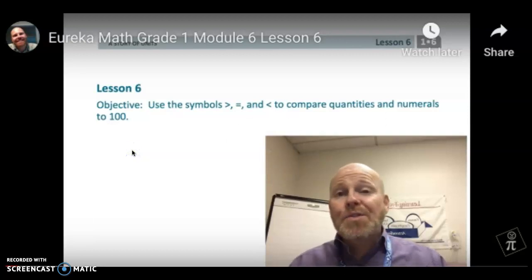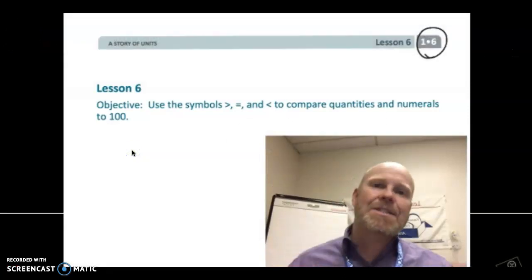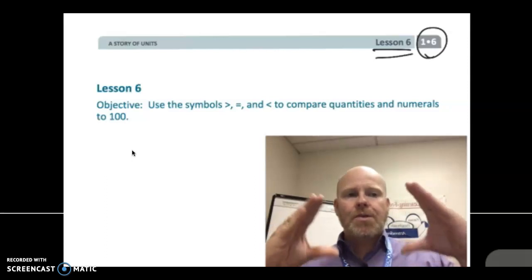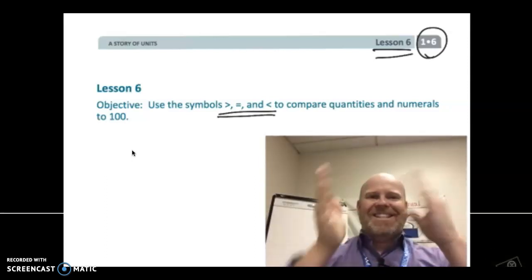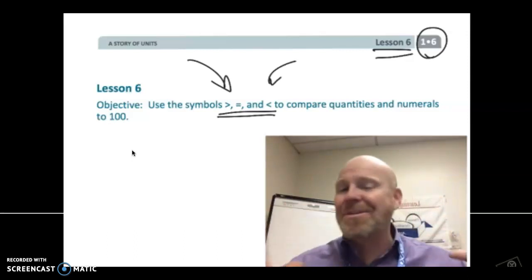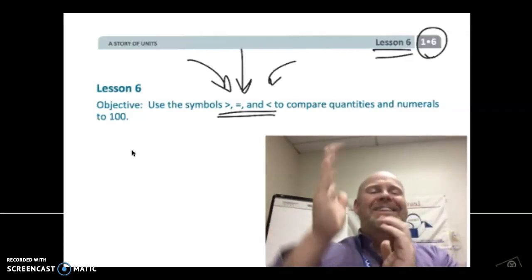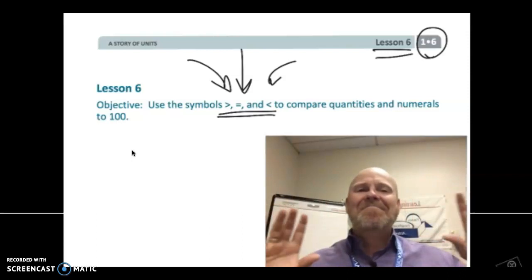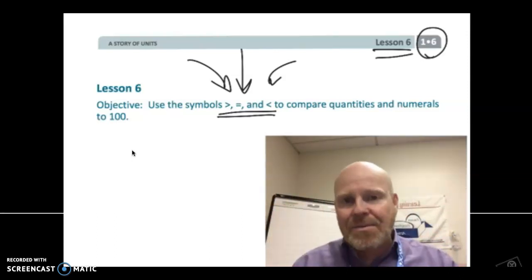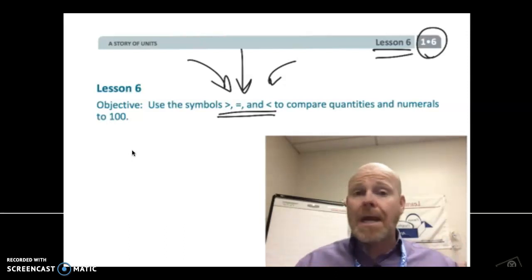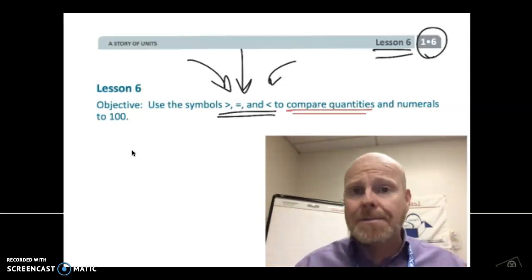All right, this is first grade, Module 6, Lesson 6, and in this lesson, students are going to be using those classic greater than, less than, equal sign symbols, whatever direction, I'm thinking of it backwards. Anyway, they're going to be using those classic greater than, less than, and equal symbols to compare two two-digit numbers.